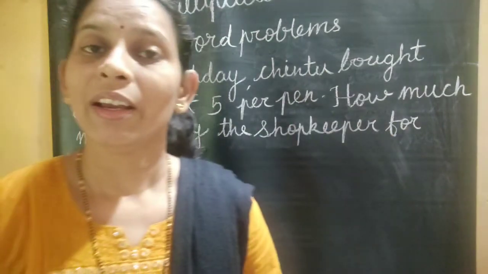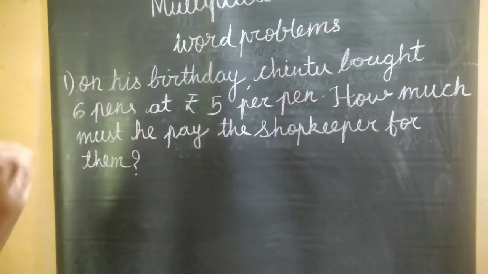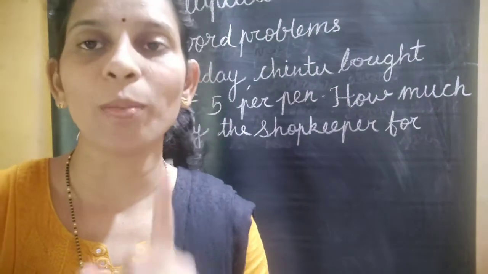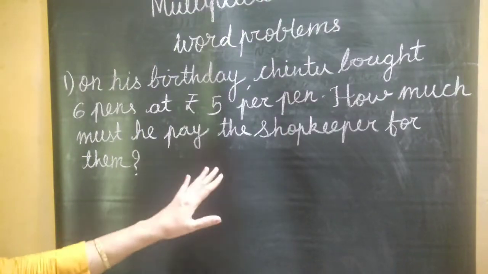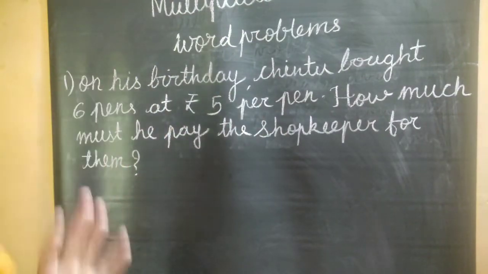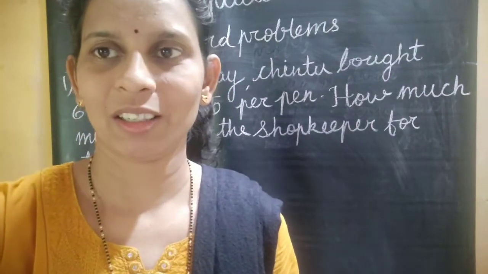So students, it's very easy. How many pens did he bake? He bought 6 pens. And per pen ₹5 means the cost of one pen is equal to 5 rupees. So students, we have to find out how much he must pay the shopkeeper for 6 pens. Okay students, so let's see how to solve it.